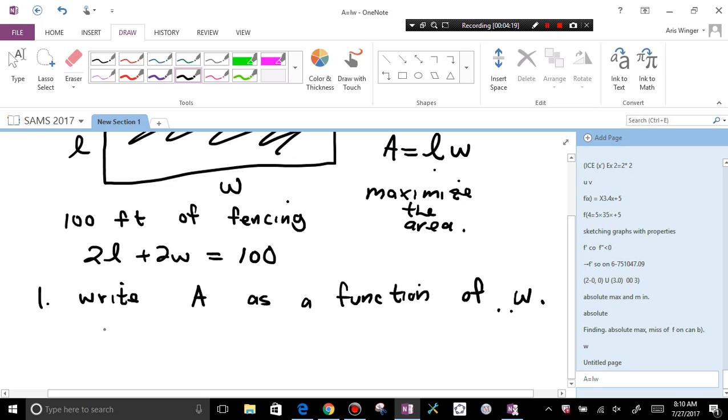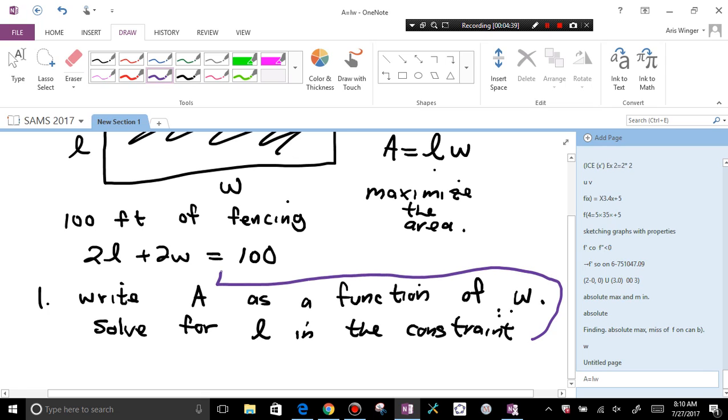All right, and so that means that we need to solve for L in the constraint. The constraint equation is the one that you must abide by. L and W are not free to be anything. They have to satisfy that equation. That constrains what L and W could be. 2L is equal to 100 minus 2W. L is equal to 50 minus W, divided by 2.